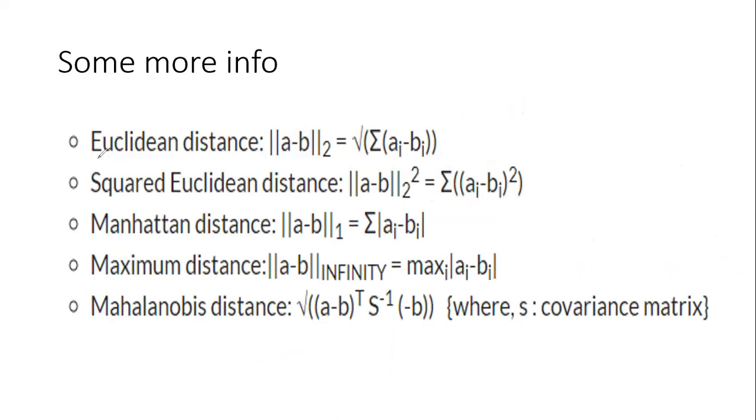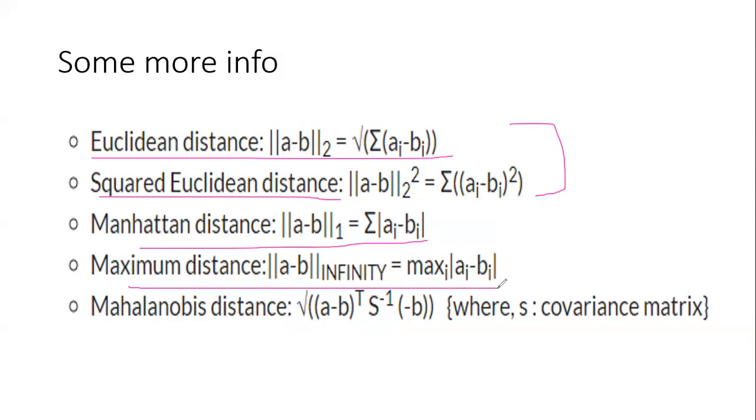Euclidean distance, we have already seen: a squared minus b squared, summation, and then square root. I can have it with the square of the individual distances, and also the squared Euclidean distance, where I'm not taking any square root. These are just two different versions. We typically take the square of the distance, sum, and then take the square root. In Manhattan distance, we saw that there is no power, so it's just one.